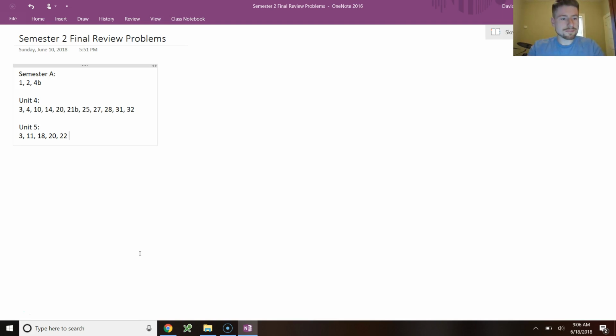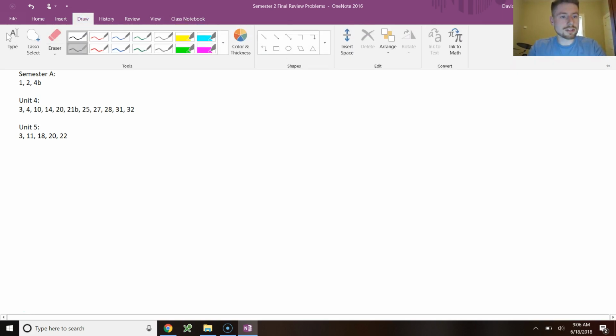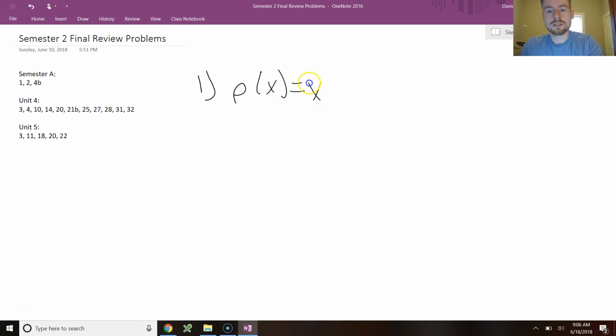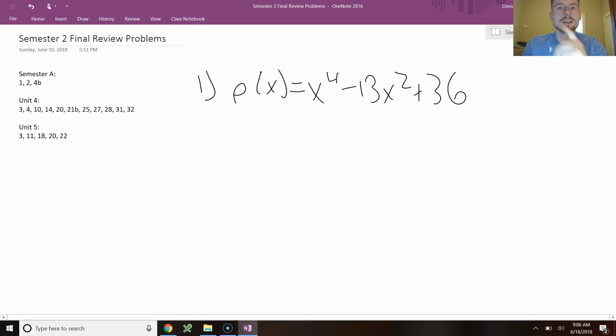So the first problem was asked about factoring the polynomial. So question 1. Let me just write down the polynomial. From the semester A refresher, this was p of x equals x to the 4th minus 13x squared plus 36. And the question is saying, how many times does this polynomial cross the x-axis? What's the end behavior, and what are the x and y intercepts?